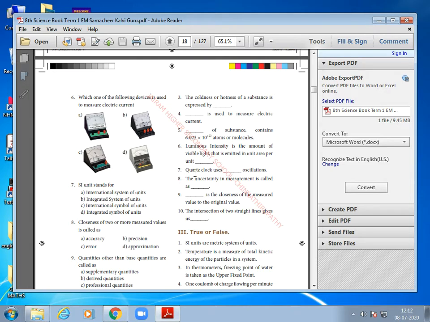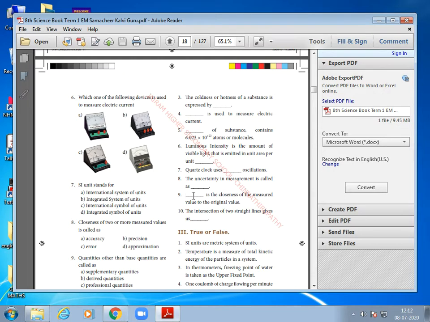Next is seventh question. A quartz clock uses dash oscillations, that means electronic oscillations. Answer is electronic. Are you clear? Okay, next eighth question, the uncertainty in measurement is called as, answer is error. Okay, next ninth question, dash is the closeness of the measured value to the original value, that means accuracy.